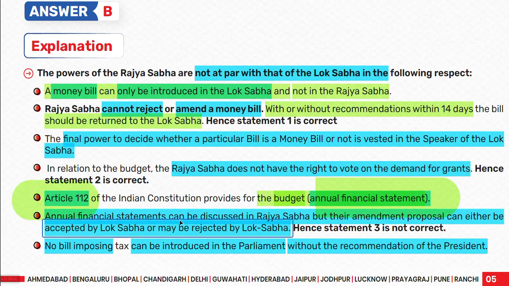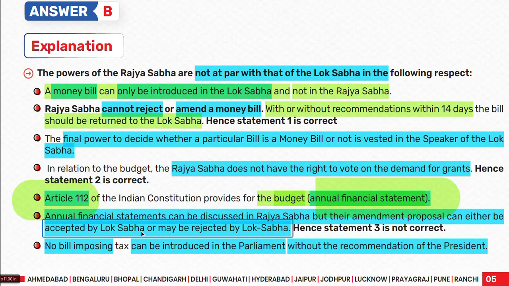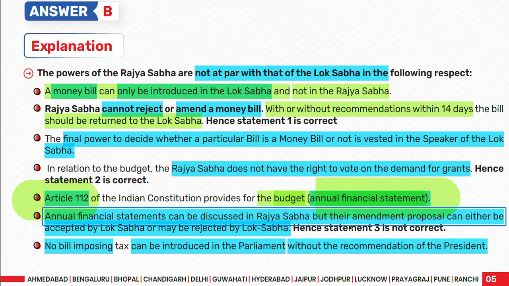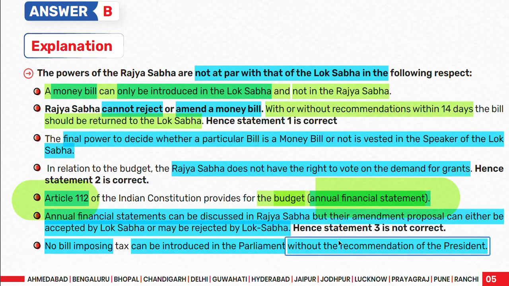Annual financial statements can be discussed in the Rajya Sabha, but their amendment proposal can either be accepted or rejected by the Lok Sabha. This is important. The Rajya Sabha can give the proposal for the amendment, but it is up to the Lok Sabha whether they want to accept or reject it. So the estimate theory is not correct.